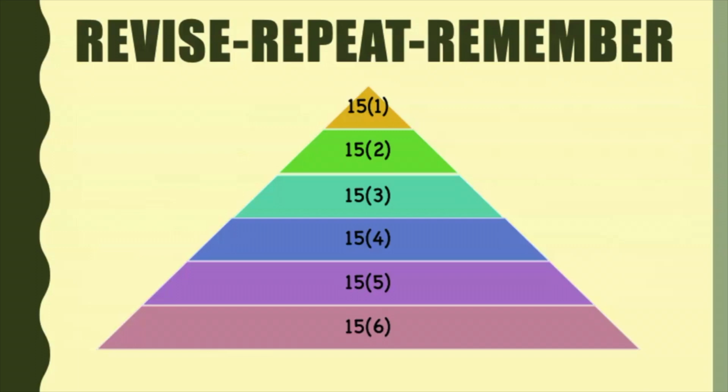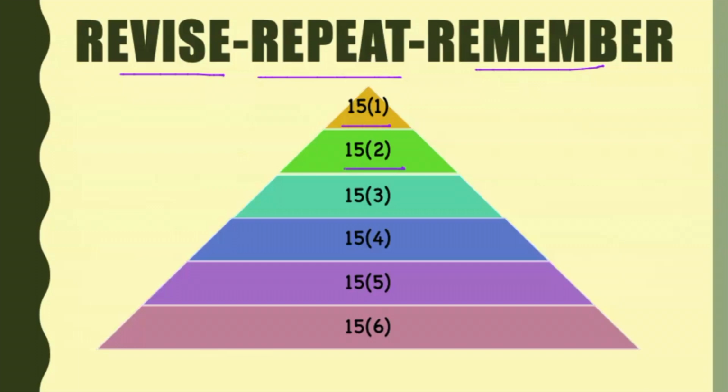So the next slide is your revise, repeat and remember. Now you have basically read all the clauses of Article 15. Let us recall together what you can remember from each clause. Clause 1 basically talked about the state shall not discriminate against any citizens on 5 grounds: religion, race, caste, sex and place of birth, or any of them.